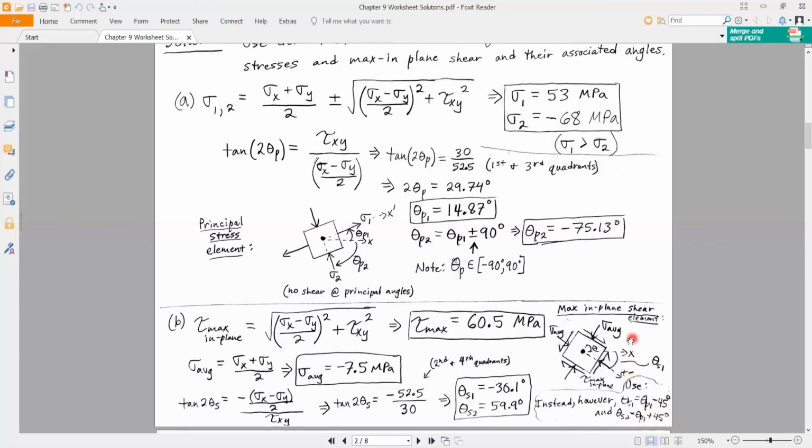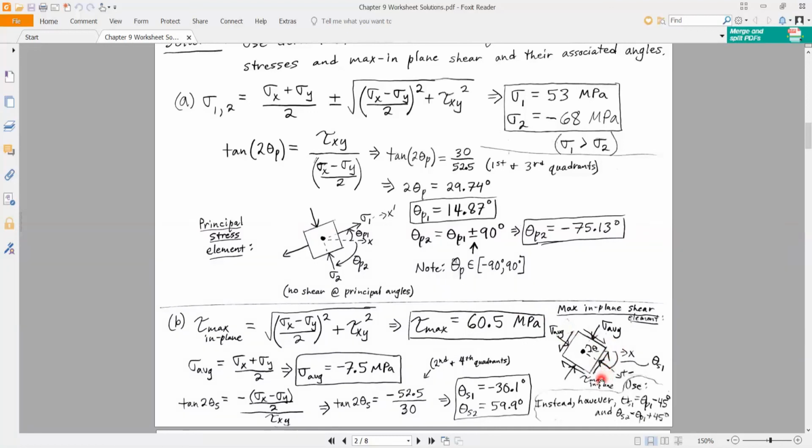Then when you draw your element, you have your max in-plane shear on every face. And when we rotate theta s1 down here clockwise 30.1 degrees, we have a positive max in-plane shear. So it's going to be going in the positive y direction or positive y prime direction. And then so on the opposite face, it's going to be going down. And then the other shear stresses have to meet in the two corners. So once we establish one direction, we can find the other three directions just based off of it.